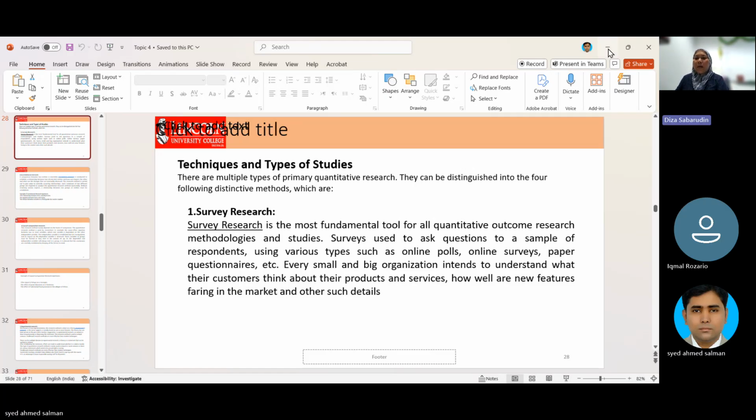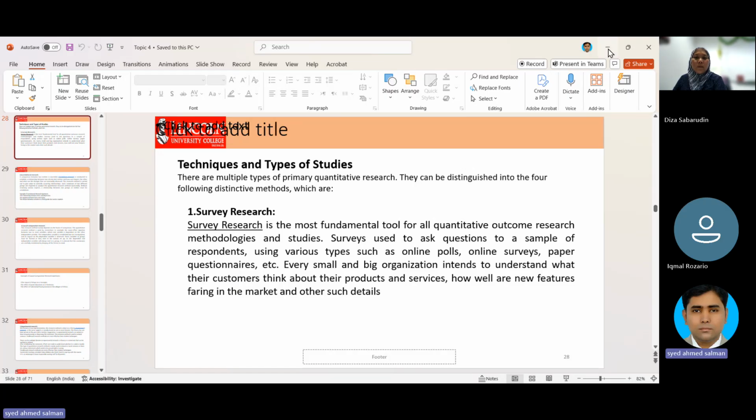It's like a marketing company analyzing customer purchasing data to identify best-selling products. Like an educational institution measuring student test scores before and after implementing a new curriculum, and a government health agency conducting a national survey to assess vaccination rates. These are the examples, sir.